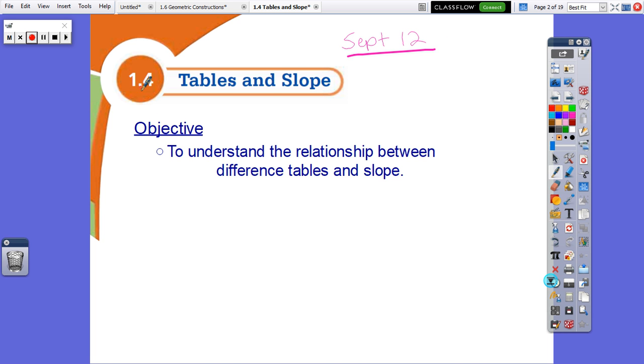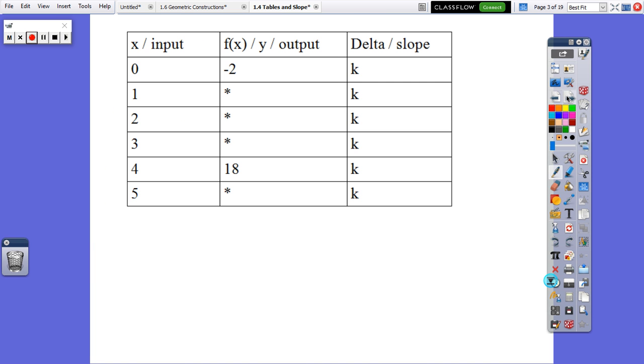We're working on section 1.4, it's tables and slope. And the objective is that we want to understand the relationship between difference tables and slope. All right, so we've seen this kind of table before.